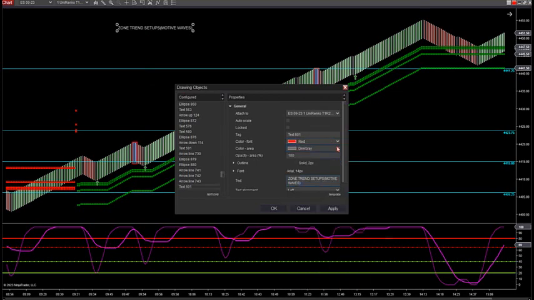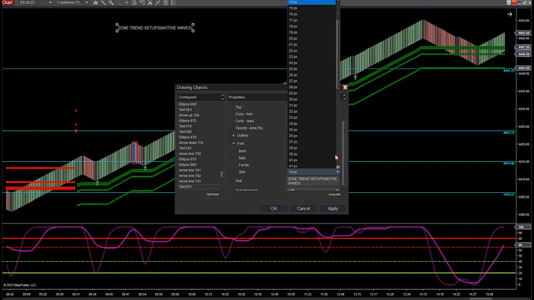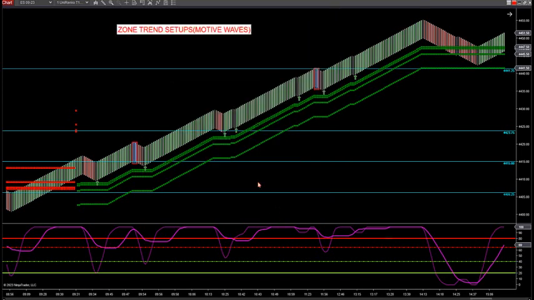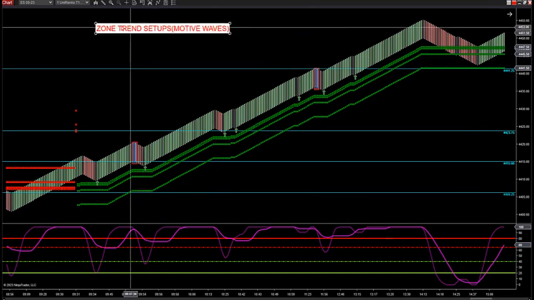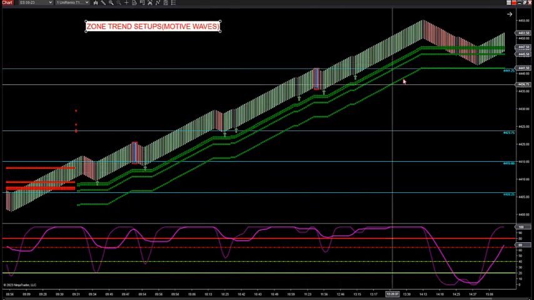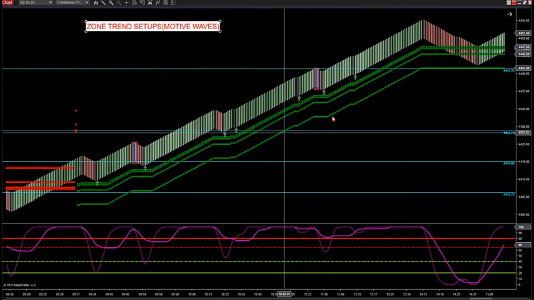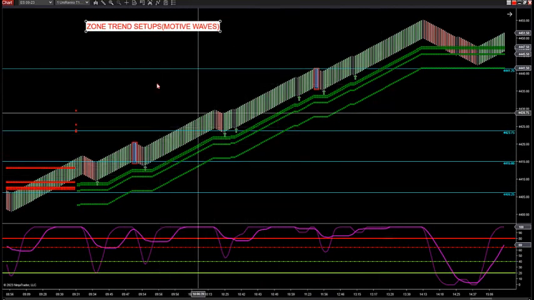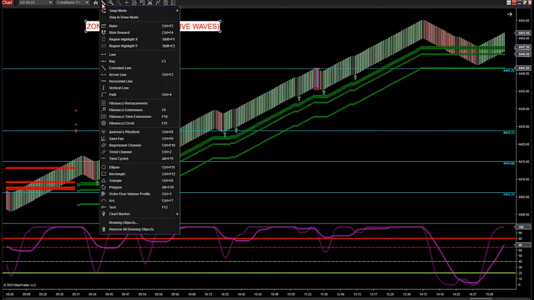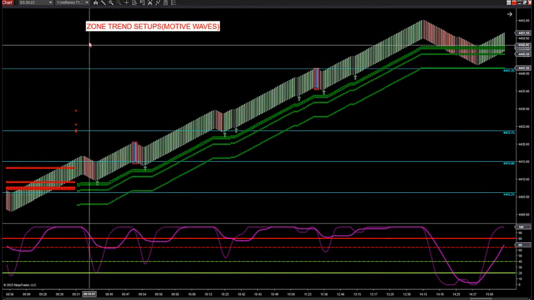So what we like to do is if we have a green zone, then we are in a potential move up, and if we have a red zone, we're in a potential move down. So this would be a motive wave up, right? Or what I call a trend up. The trend is up. So these are the trend setups we'd like to look for.